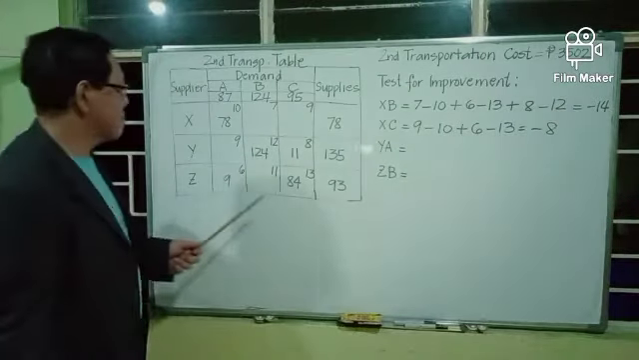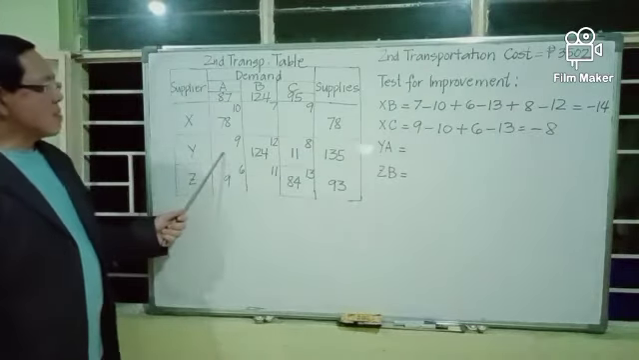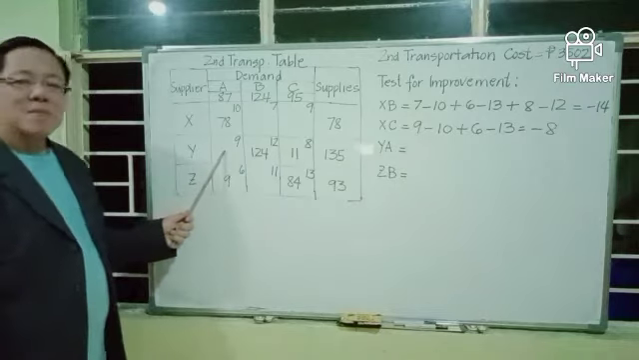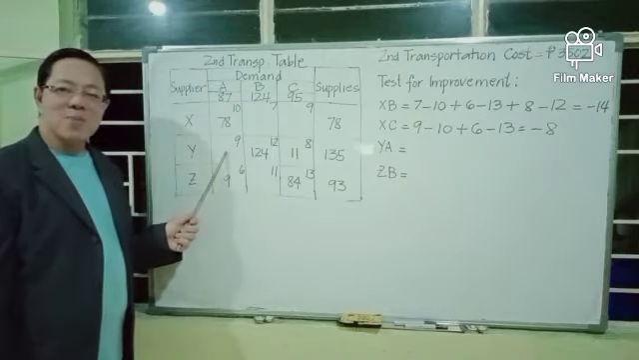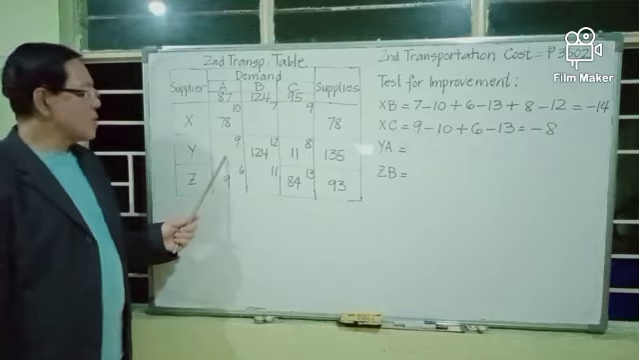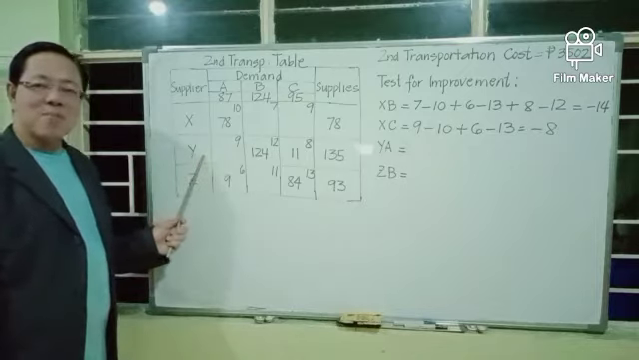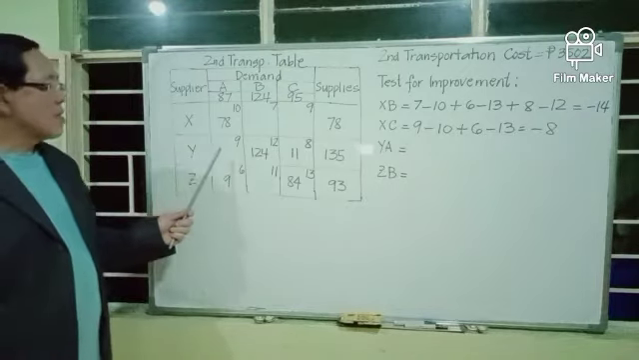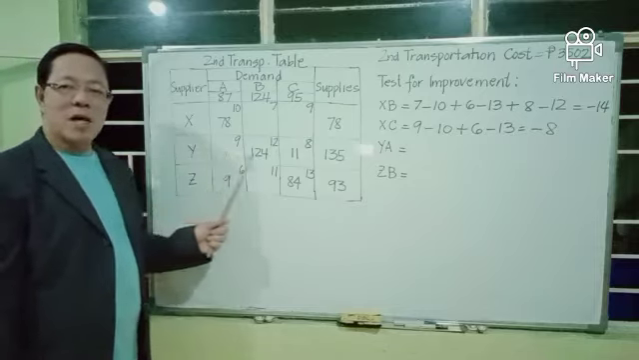Now we consider the vacant cell YA. This is the vacant cell YA. And the first move is horizontal. We do not move horizontally to the left because this is supplier Y. So we move horizontally to the right.